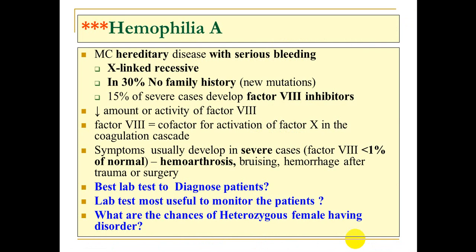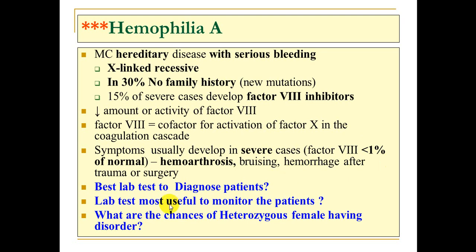Hemophilia A, a hereditary disorder, is an X-linked disease. 30% run in the family, while 30% have no family history, a new mutation, so there could be a negative family history. 15% of severe cases develop factor 8 inhibitor, decreased amount or activity of factor 8. Factor 8 is a cofactor for factor 10 in the coagulation cascade, and the symptoms are mild, moderate, or severe forms of factor 8 deficiency, severe when the factor percentage or concentration is below 1%.